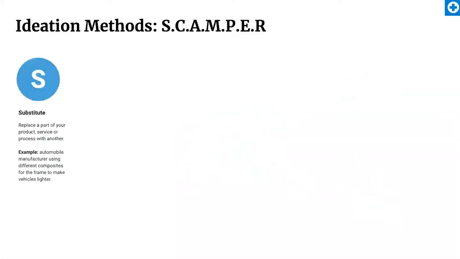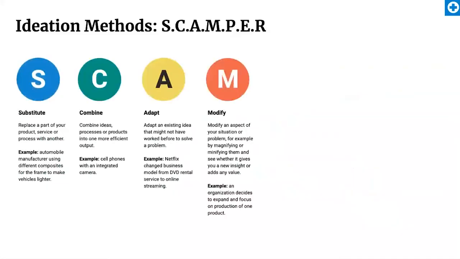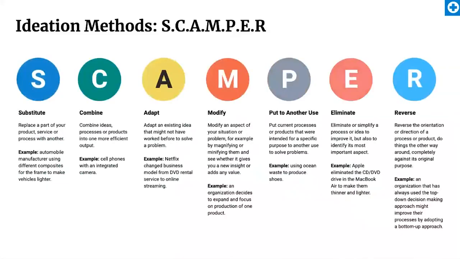With SCAMPER, each letter stands for a different thinking technique that encourages creative thinking and continuous improvement. For example, C stands for combine, where you try to combine ideas, processes, or products into one more efficient output. So an example of this would be a cell phone integrated with a camera. You can go through each letter as a sketching exercise or have SCAMPER on hand to reference as needed during ideation exercises like Crazy Eights as a catalyst for inspiration.